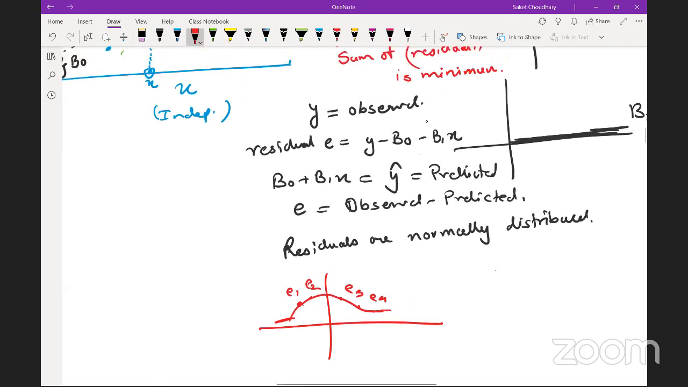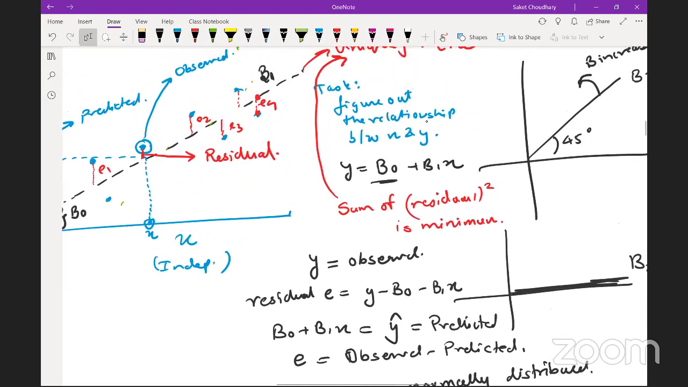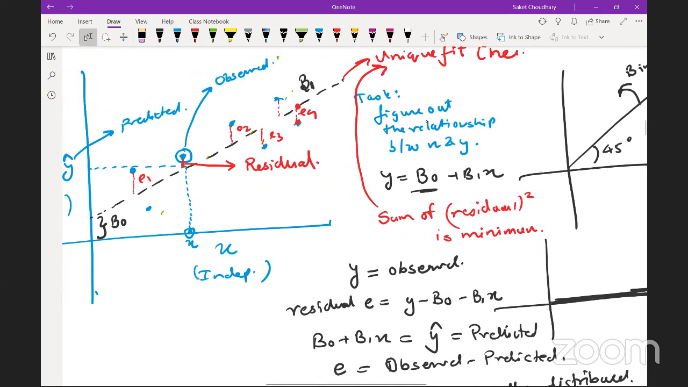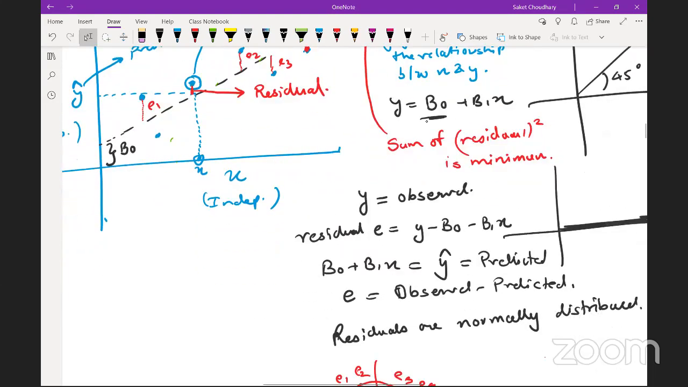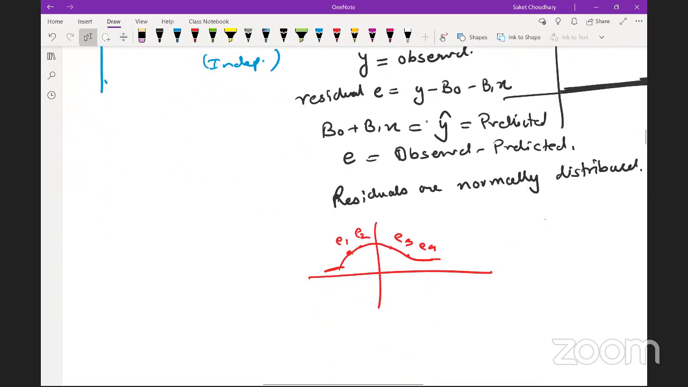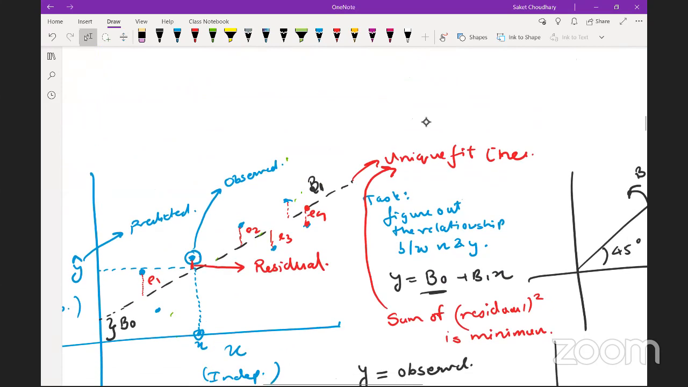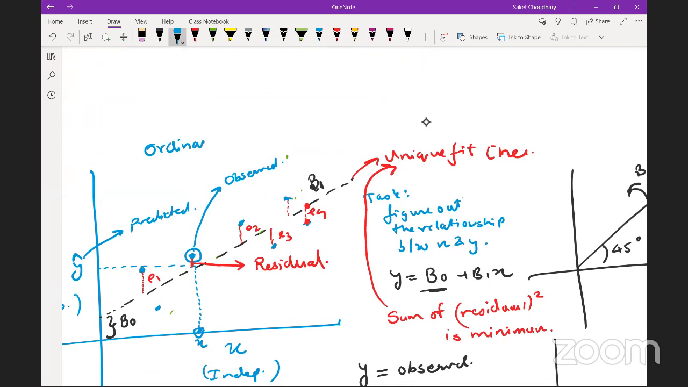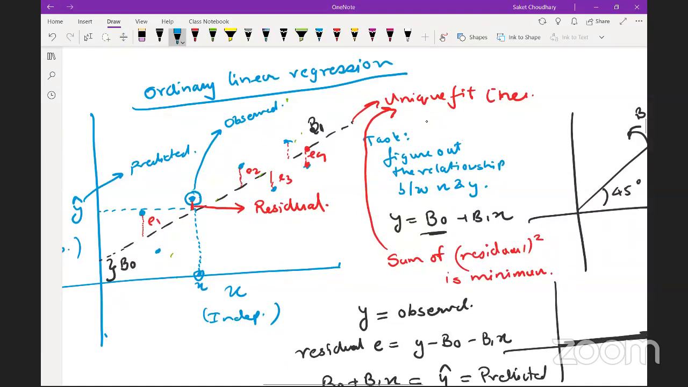So there are other methods of regression. This is one way of doing regression. It's called ordinary linear regression. Let me write this down here. It's the simplest model of regression. There are other ways of doing regression as well. The essence of the regression remains the same.